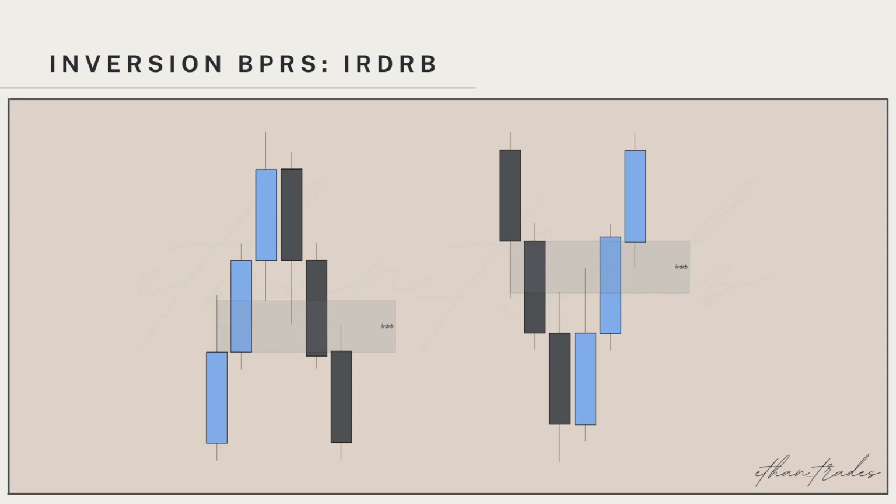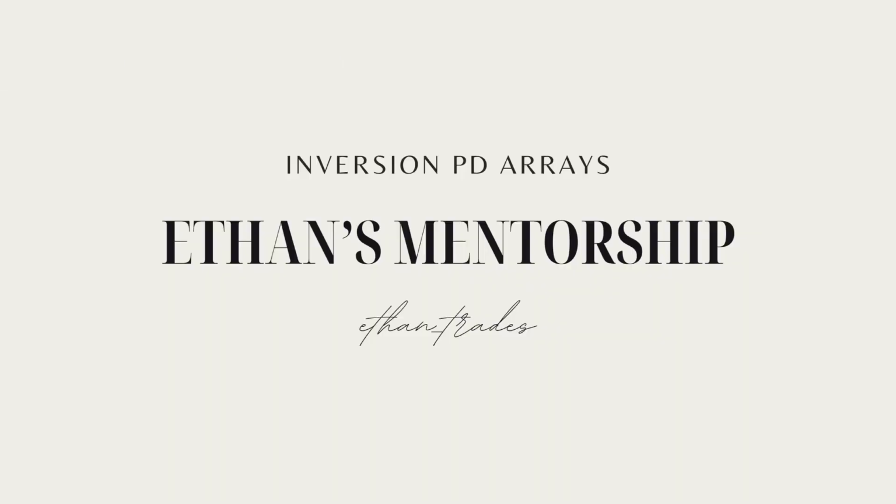Once again, just as any inversion PD array, an inversion RDRB is created when a candle closes beyond it, invalidating it. For example, on the left, if you have a bullish RDRB, once price closes below it, then it becomes a bearish inversion RDRB. Vice versa, on the right, if you have a bearish RDRB, once price closes above it, then it becomes a bullish inversion RDRB.